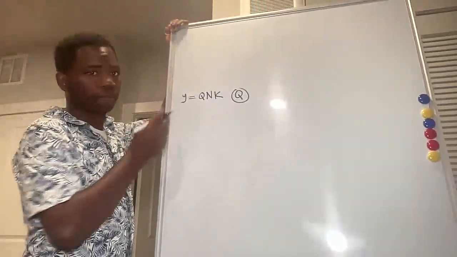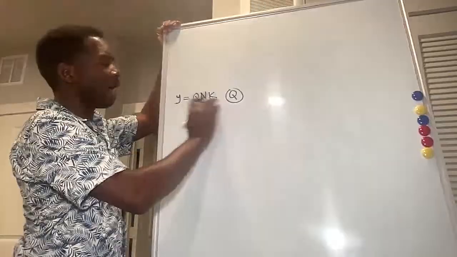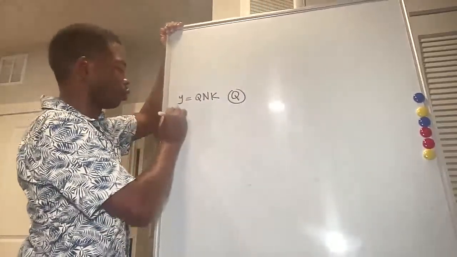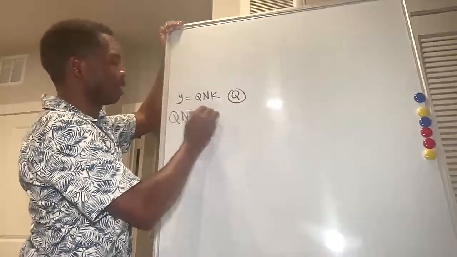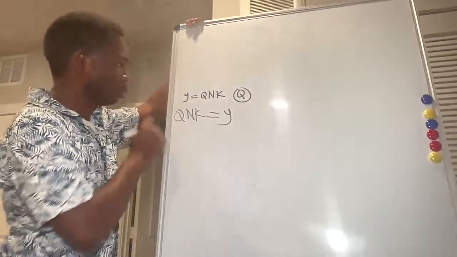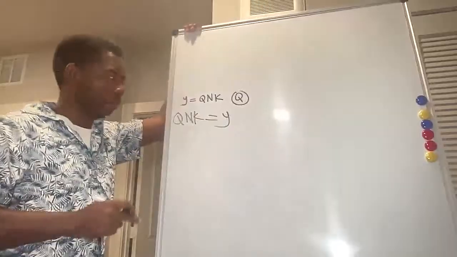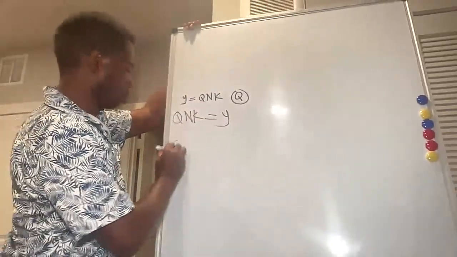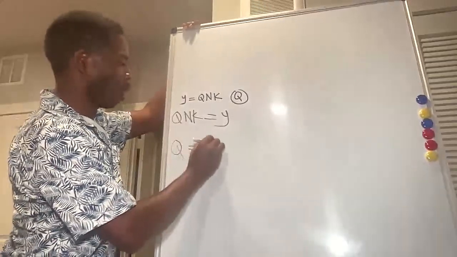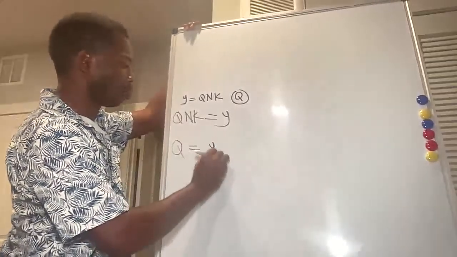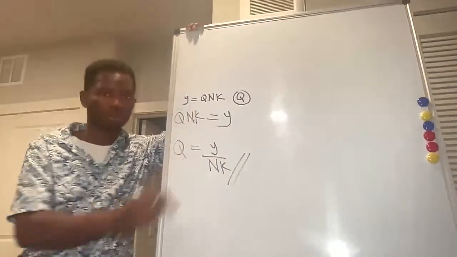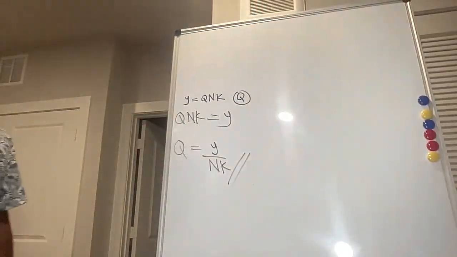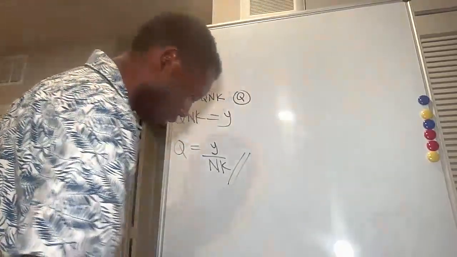So firstly, the item at your right hand side that contains q should go to your left hand side. Q n k is equals to y. You are making q subject to the formula, so it will now be q is equal to y divided by nk. You have made q subject to the formula. Let's take an example.